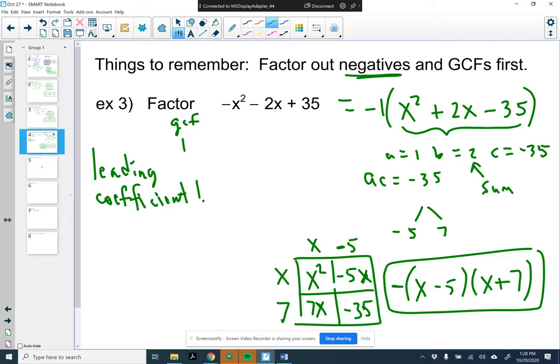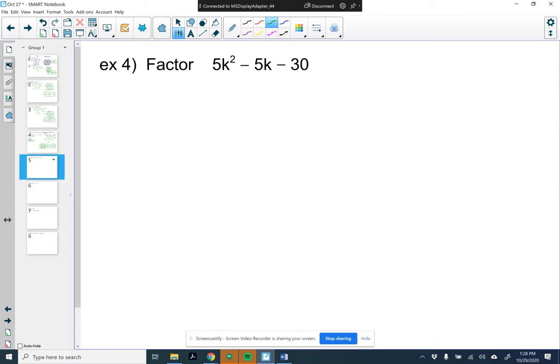All right, next example. We have a couple more. Factoring 5k squared minus 5k minus 30. First thing I want you to notice is we do have a common factor of 5. So the first thing we're going to do is factor out that GCF. Pull out the 5. We have k squared minus k minus 6, because 30 divided by 5 is 6. And notice the signs. If we redistribute, everything works.